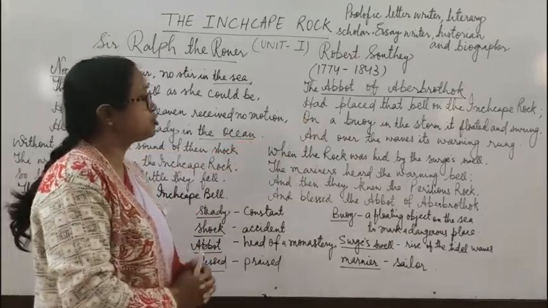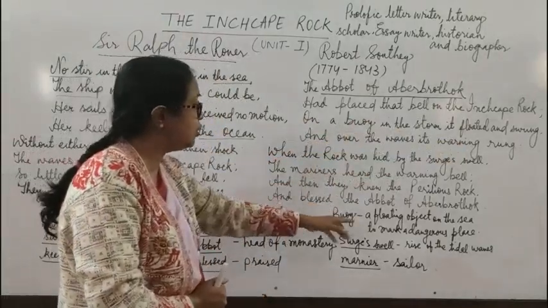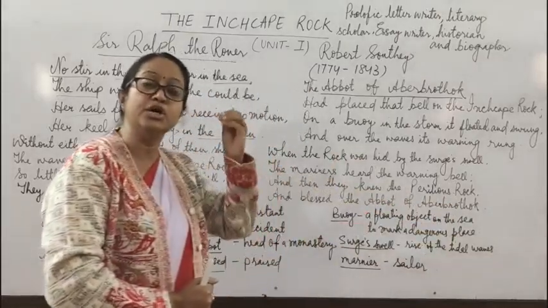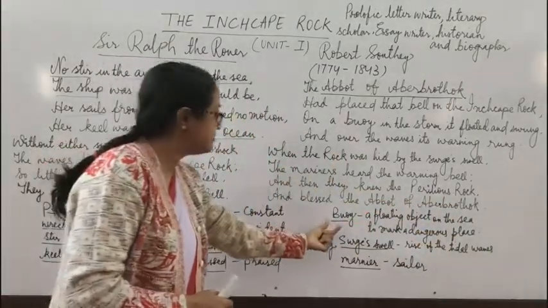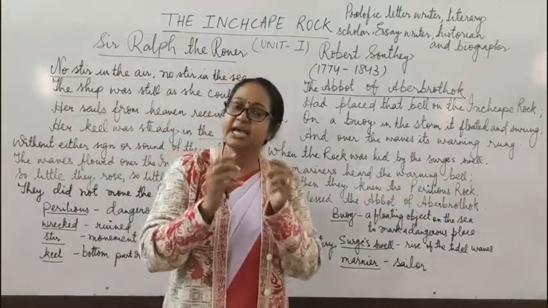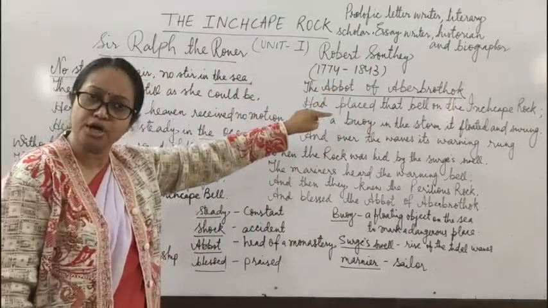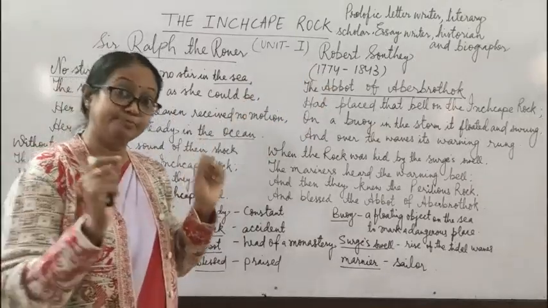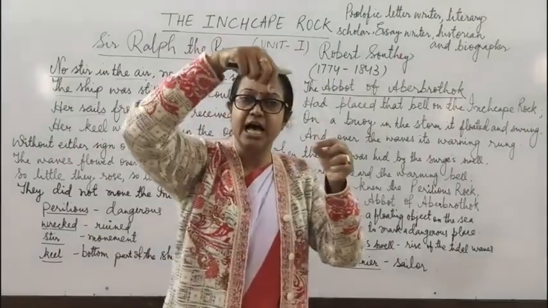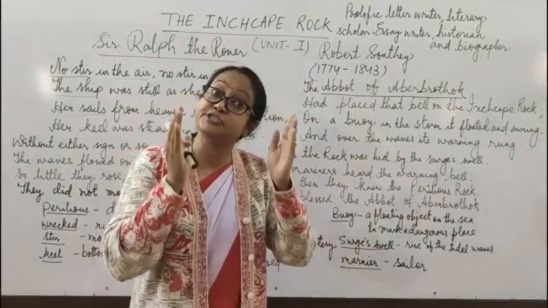On a buoy in the storm it floated and swung. Buoy here means a floating object on the sea to mark a dangerous place. So that bell was taken as a buoy, a floating object which would mark a dangerous place. The Inchcape bell, tied by the Abbot of Aberbrothok, was in fact taken as a buoy, an object floating in water, placed on the peak of the Inchcape rock to mark a dangerous place.